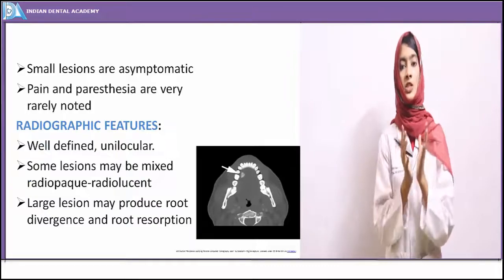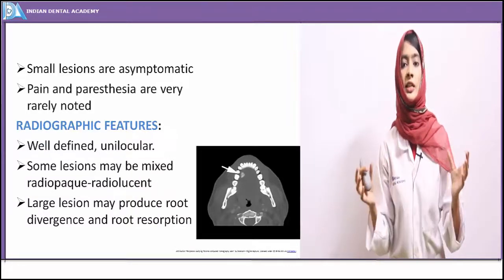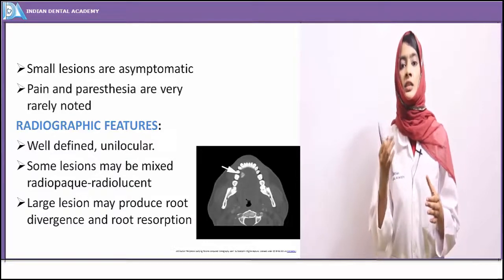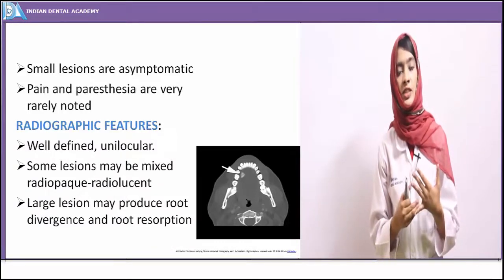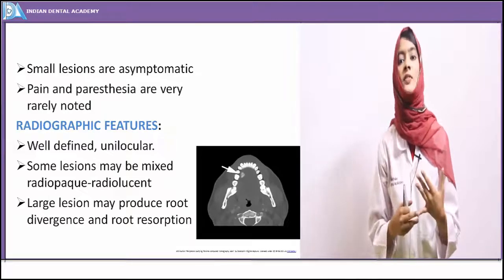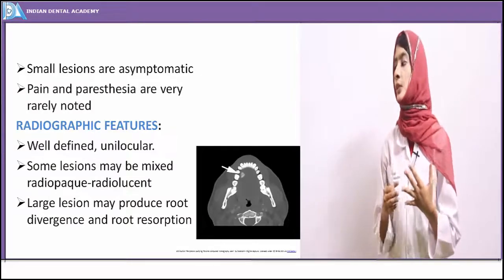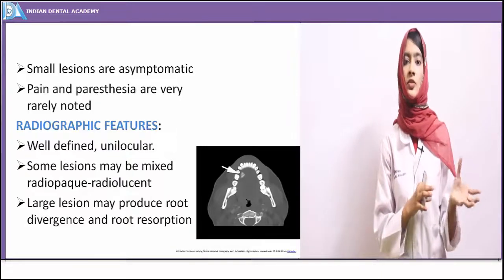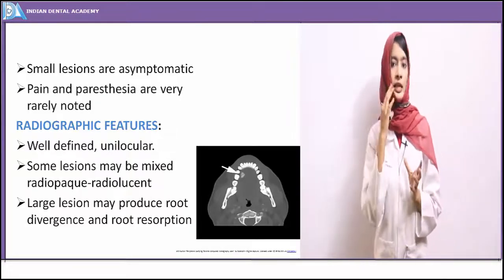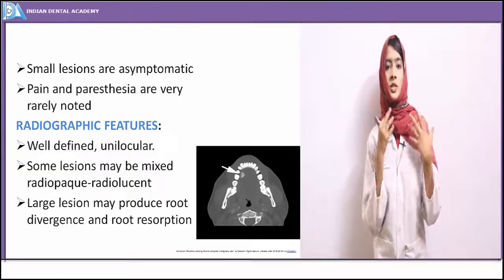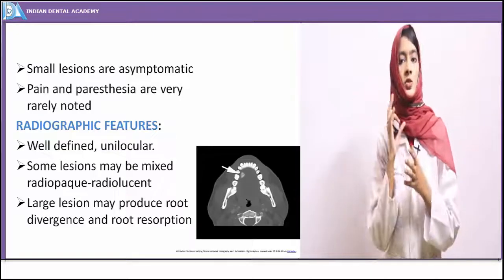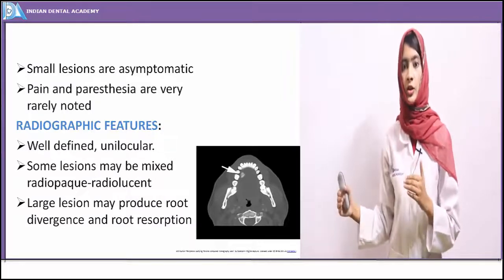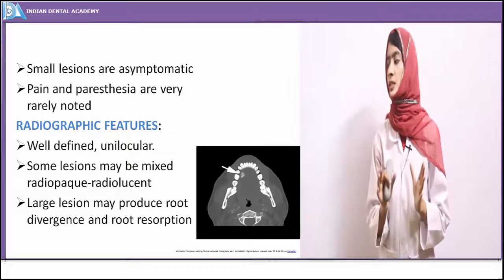Sometimes when the lesion is sufficiently large that both the cortical plates have expanded, then you can see pain, and if the inferior alveolar nerve is involved, then paresthesia of the nerve or lip may be seen. So these are the clinical features. They are almost similar to those of fibrous dysplasia. If it is involving the mandible, there is swelling of that area. So clinically you cannot make out. You have to go for the radiological features to differentiate it from fibrous dysplasia.